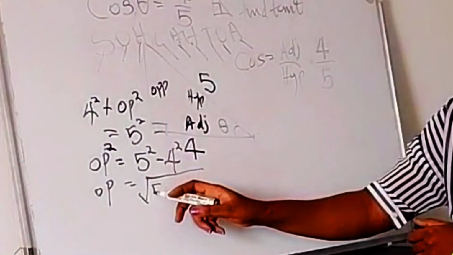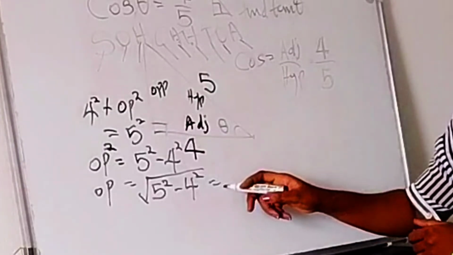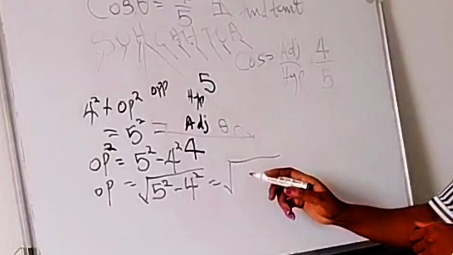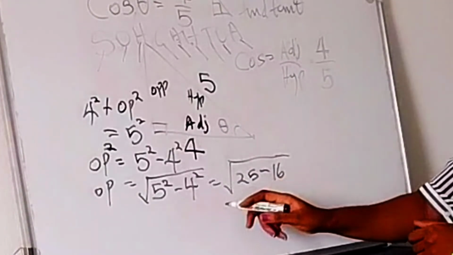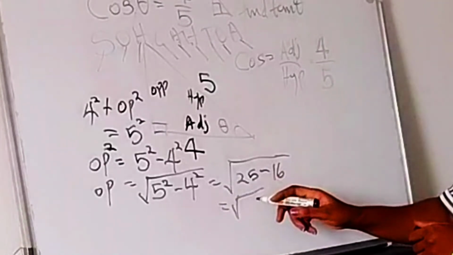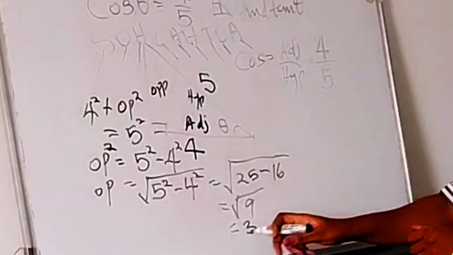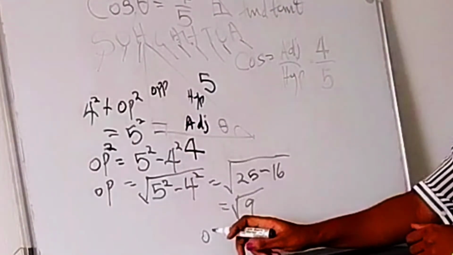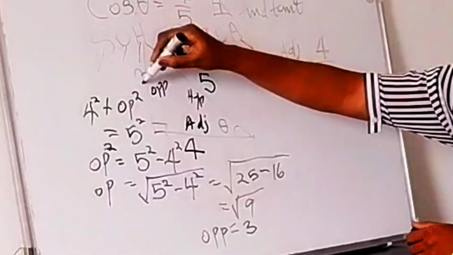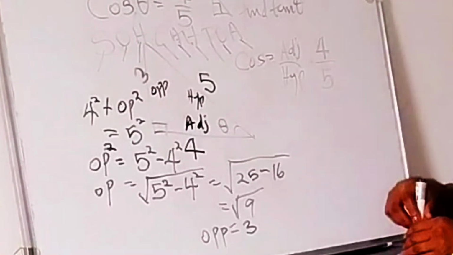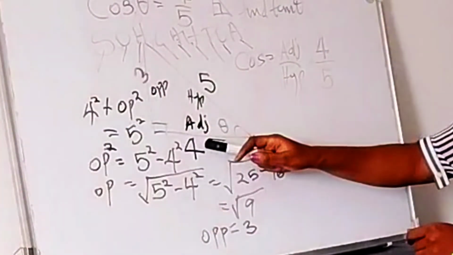Do you remember that? Yes. 5 square minus 4 square. So 5 square is what? 25. 4 square is what? 16. Giving us the square root of 9. What's the square root of 9? 3. So that means our opposite side is 3. Simple. For a right angle triangle, the opposite will be 3, the adjacent will be 4, and the hypotenuse will be 5.